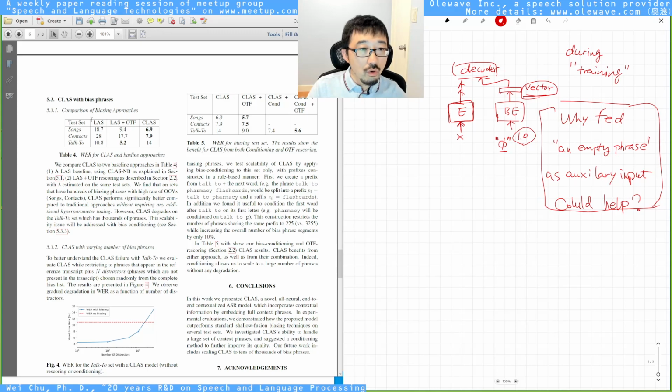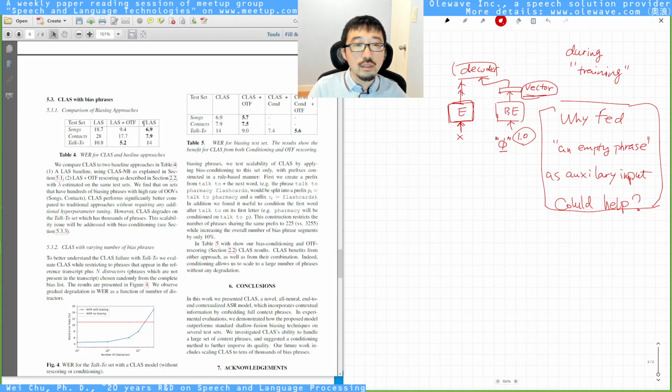And they also showed this one. I think they want to demonstrate to us on this artificially generated data set. This is the baseline, LAS baseline. And this is LAS plus OTF. OTF means on the fly rescoring. Right? It's supposed to be better. It's really working well for song and context, but for talk to task, oh, they're working always better than the other two, right?